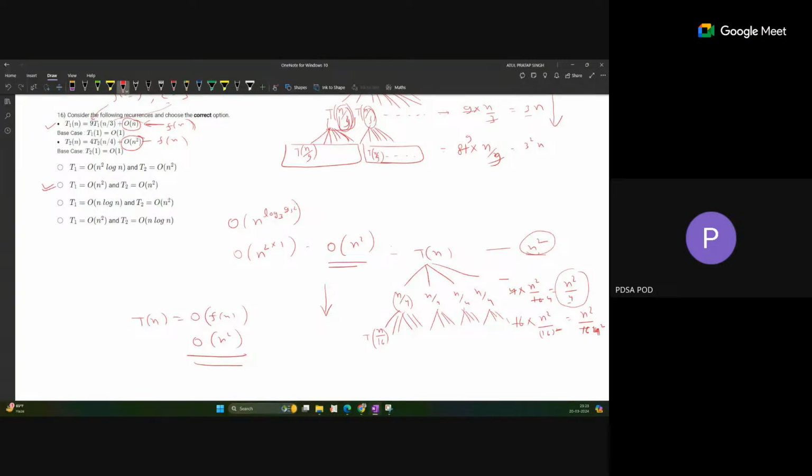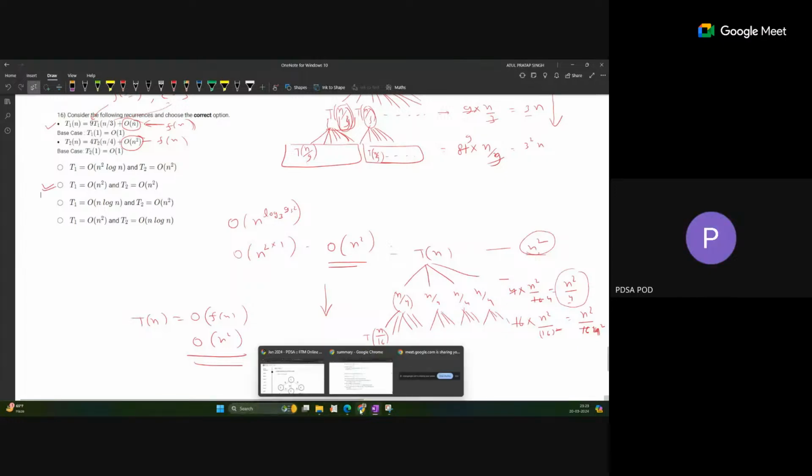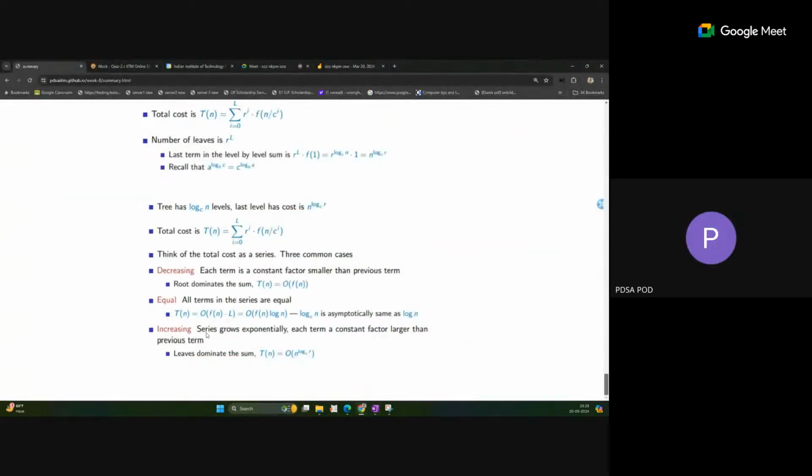So you can just remember these 3 conditions: decreasing, increasing, or equal. In the case of equal, just use F(n) log n. If at each level our number of steps remains the same, then directly put F(n) into log n.